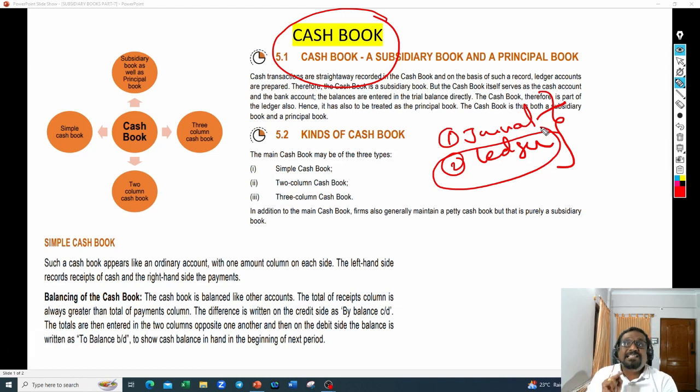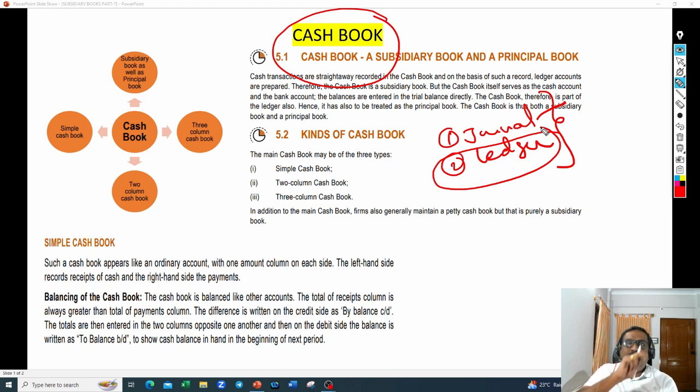So that is the reason why ledger is called as a principal book. Why is ledger being called as principal book? Because ledger will provide the final result of respective accounts. It will give the final result of respective accounts. That is the reason we are calling it as principal book, right?